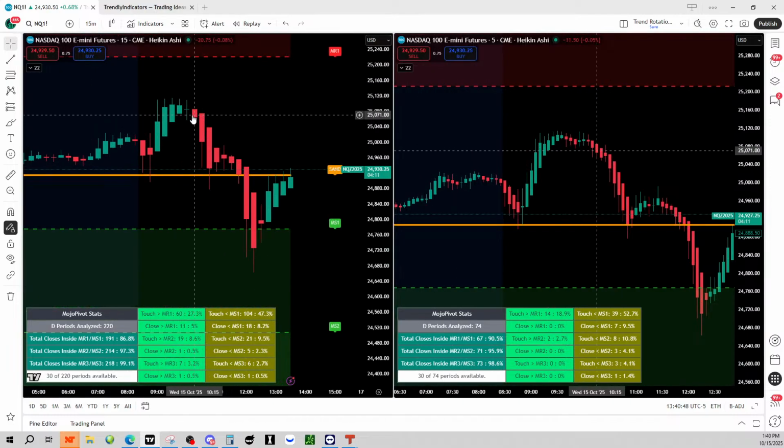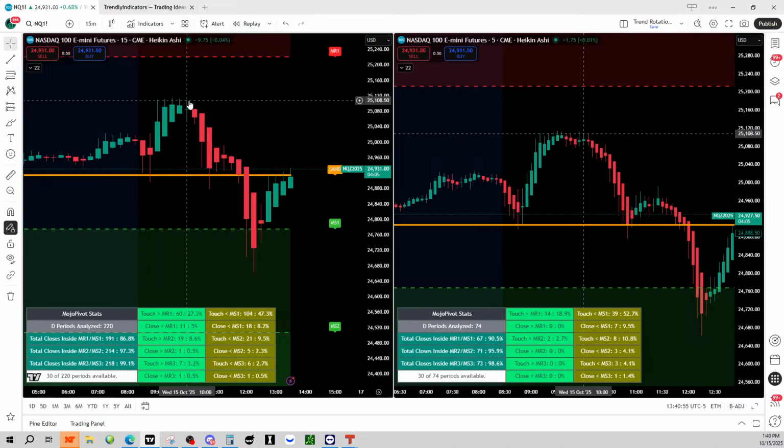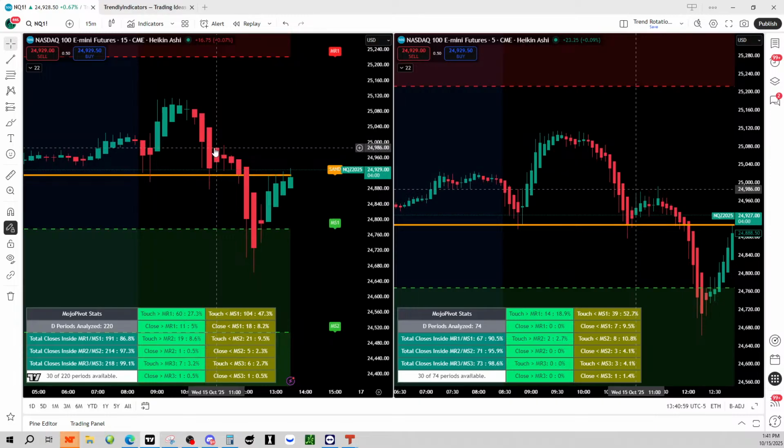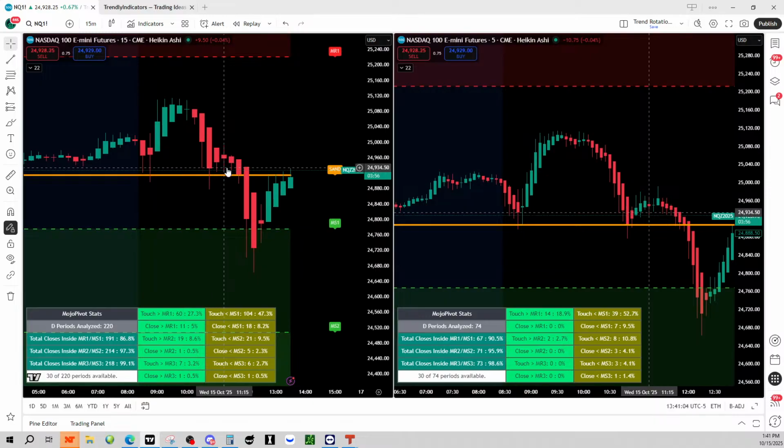I took the breach here, and then we got a breach there, breach of the low right here. And no breach of the previous high here, no breach of the previous high here, no breach of the previous high here. So the next 15-minute candle, look what happened.